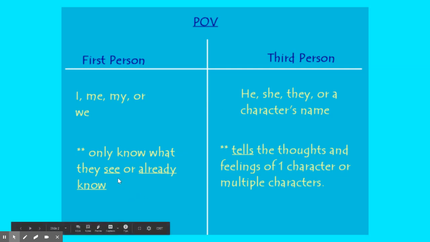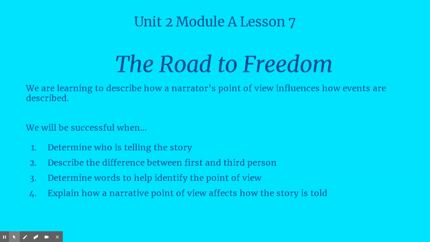So we're only seeing the things that Emma sees. We're only hearing the things that Emma hears, feeling the thoughts that Emma feels, and things that she already knows, like about her dad being taken away. And then we're going to explain how this point of view affects how the story is told. How is the story different because we are hearing Emma's point of view and not mom's point of view or a slave catcher's point of view?